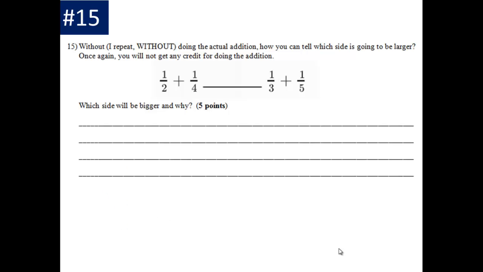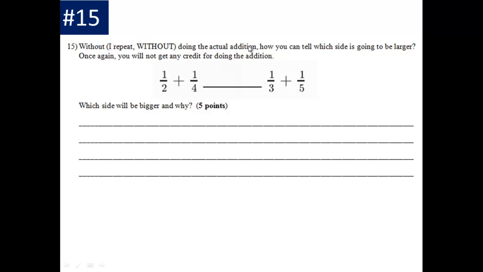Okay, back to number 15, the next most commonly gotten wrong question on the test. It says, without, I repeat, without doing the actual addition, how can you tell which side is going to be larger? Once again, you will not get any credit for doing the addition. 1/2 plus 1/4, and then you're supposed to either draw a greater than sign or a less than sign versus 1/3 plus 1/5. Take one wild guess what the most common blunder was on this question.